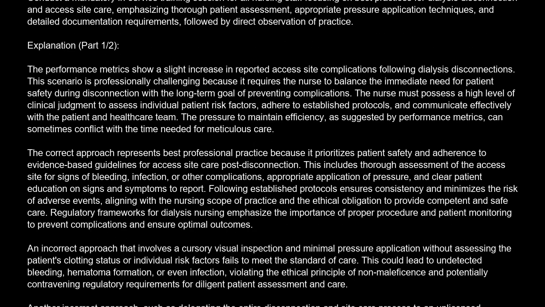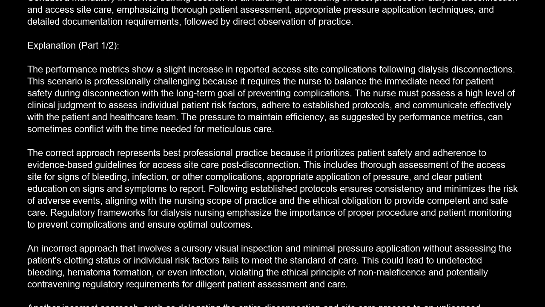The correct answer is D. Conduct a mandatory in-service training session for all nursing staff focusing on best practices for dialysis disconnection and access site care, emphasizing thorough patient assessment, appropriate pressure application techniques, and detailed documentation requirements, followed by direct observation of practice.